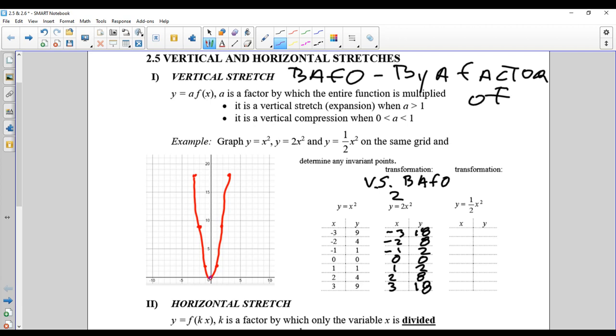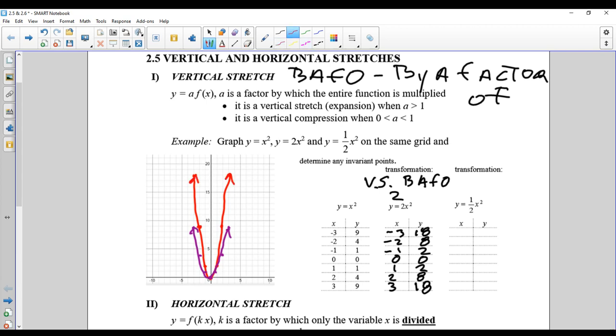So 0, 0 is still on that line. Across 1, up 1, across 1, up 1. And then we have minus 2, 4. Minus 2, 4 should be about here. And then we have 3, 9. Should be about here. So it's actually not as slim as the y equals 2x squared line.